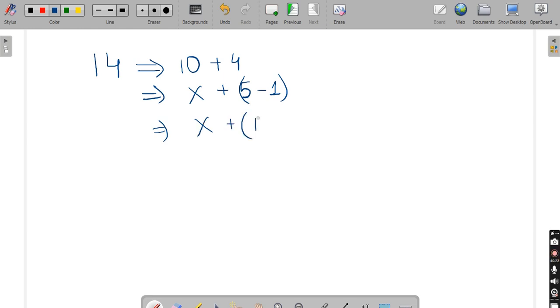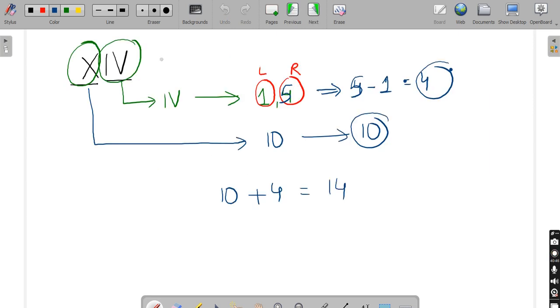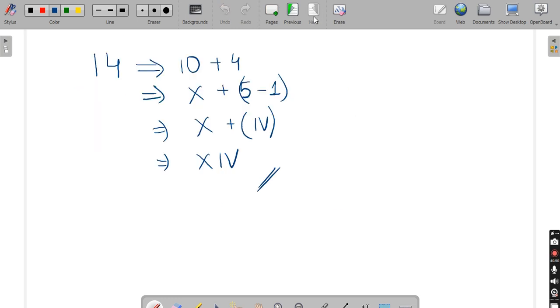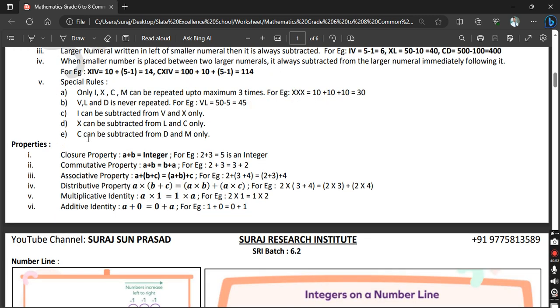Then how will I write it? IV, because it is minus. So the greater side I will write on the right side, the smaller side I will write on the left side. So my answer will be XIV. Hope you understood how we are solving this problem. Already we solved this problem here, XIV, we got 14. In the same way, if we need to convert the next number into a Roman number, in that condition also we are getting the same answer. Now let us move to the very important topic, that is about our properties.